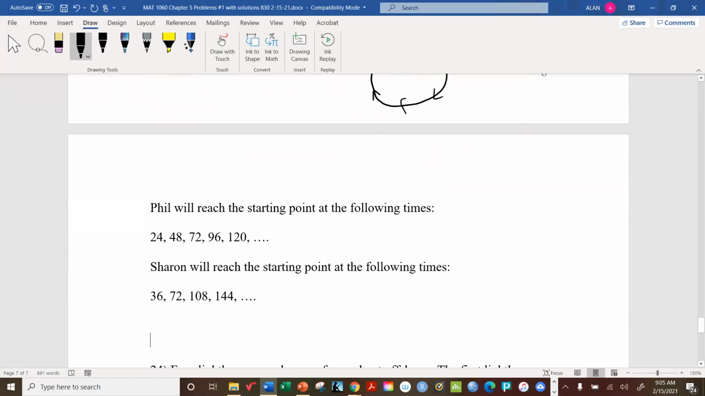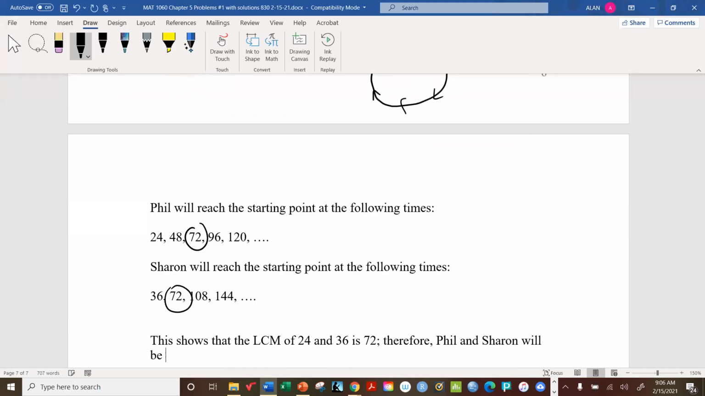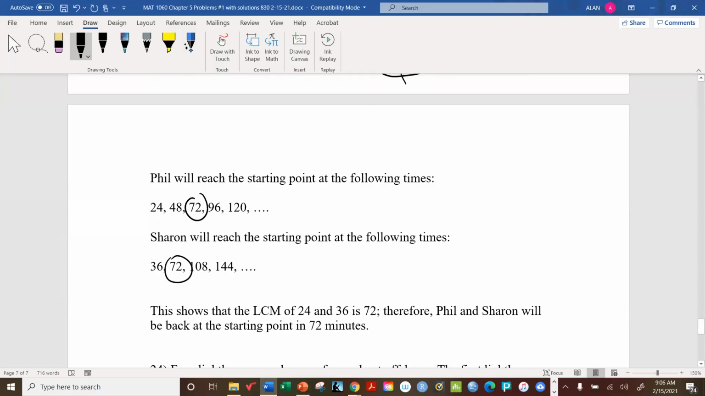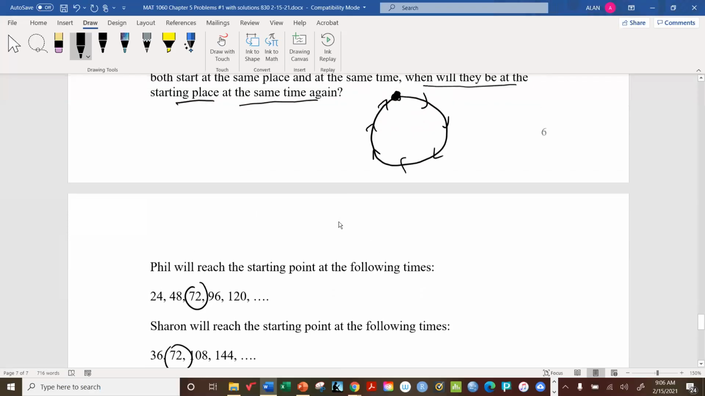It turns out that in 72 minutes, they'll both be back at the starting point. So exactly what have I just done? This shows that the least common multiple of 24 and 36 is 72. Therefore, Phil and Sharon will be back at the starting point in 72 minutes. Well, they'll be good and hungry by then, let me tell you. But yes, it turns out this was just a least common multiple problem.